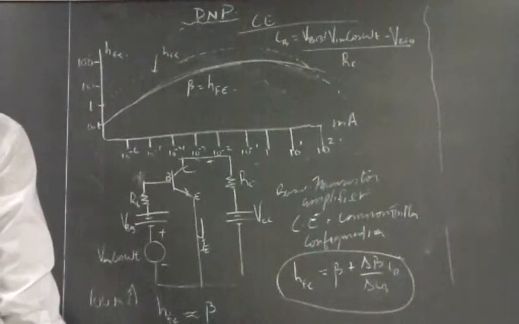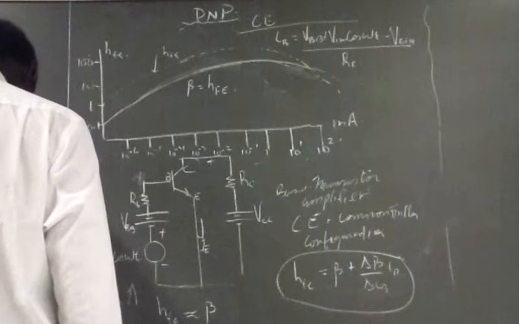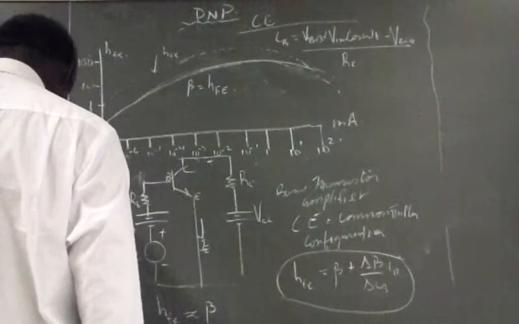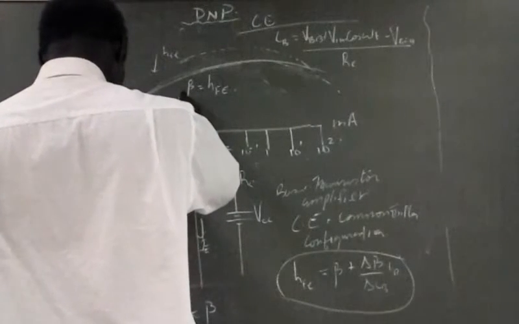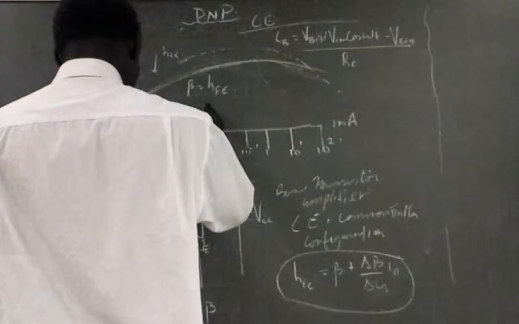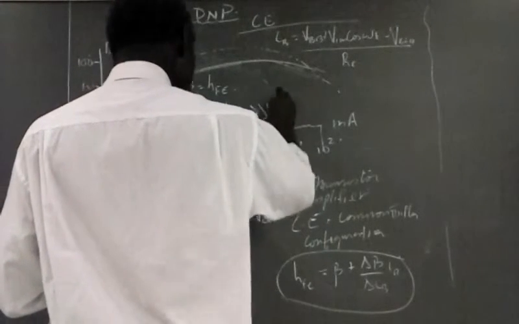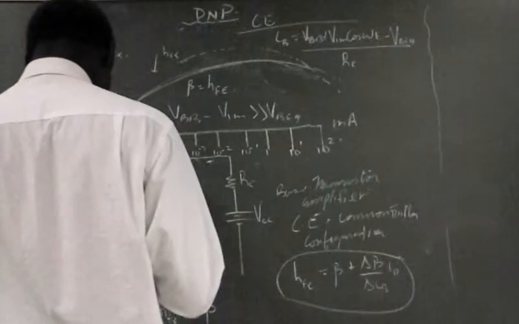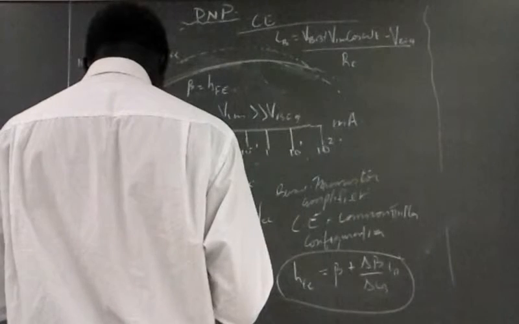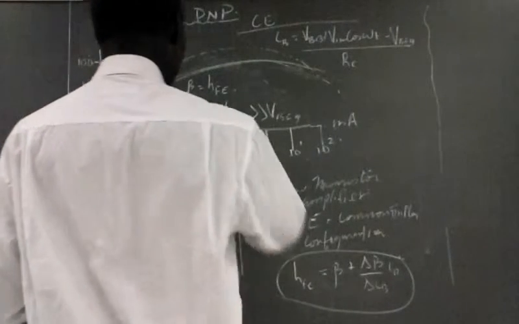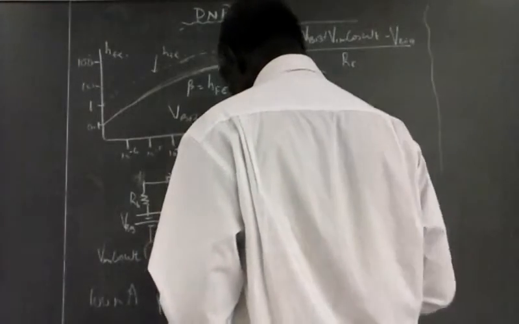And this assumption has been made that the base emitter junction is operating in a linear range with respect to V_BB and V_in, where V_BB minus V_in is much greater than V_BEQ.